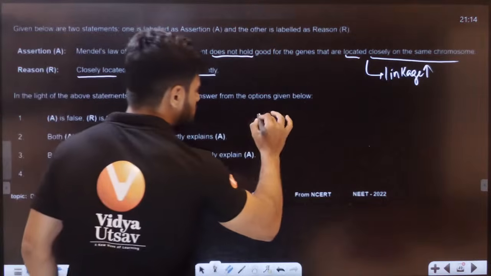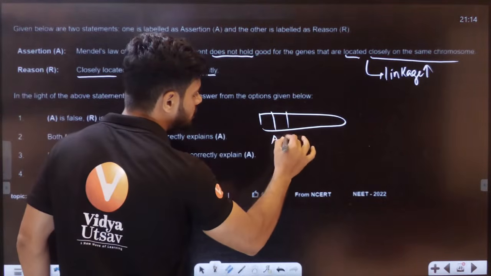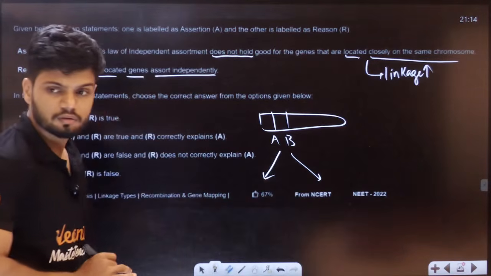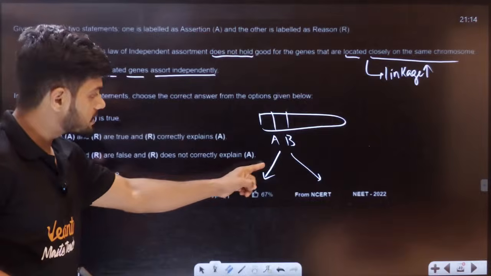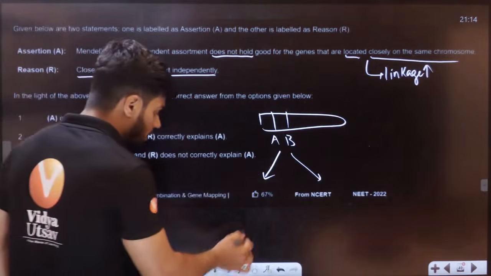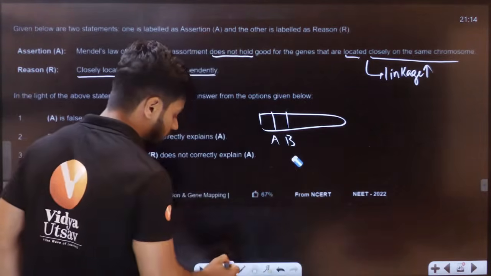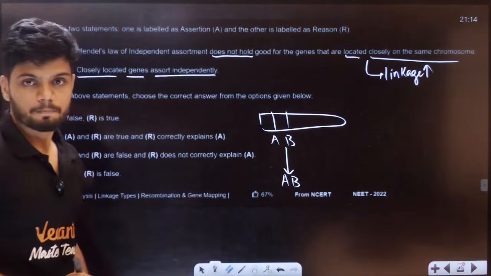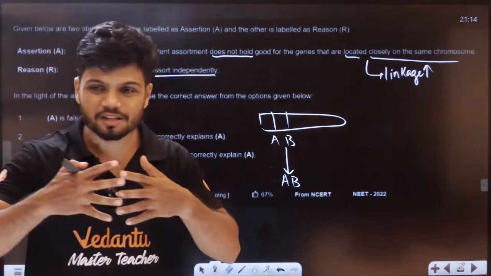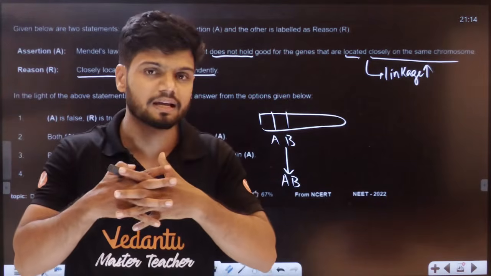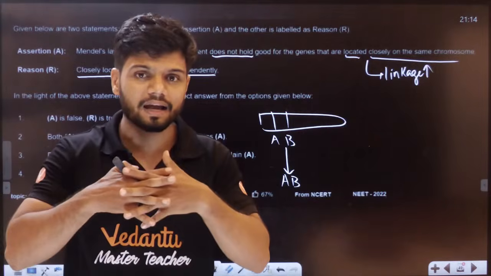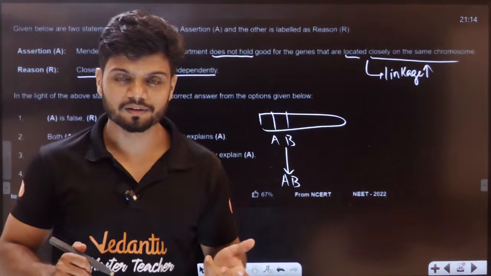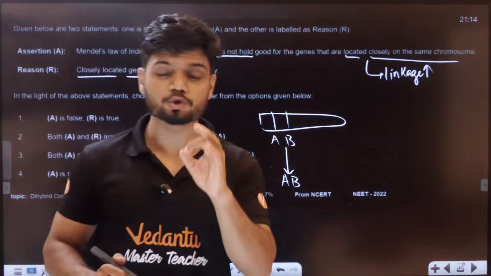If the two genes are close to each other, do you think they will go separate in recombination? Or will they go together? I told you, if the two genes are very close to each other, the linkage is very high. If the linkage is very high, why will they assort independently? They will never show independent assortment.